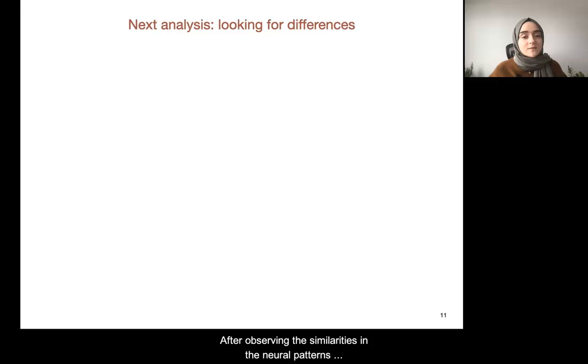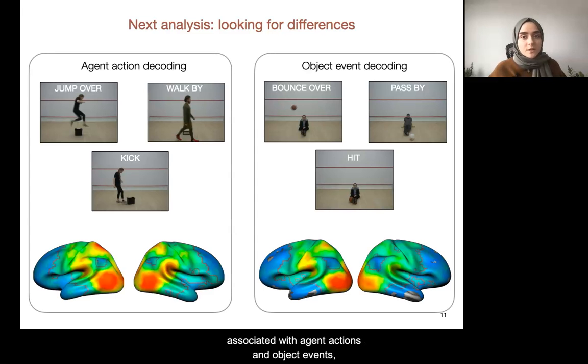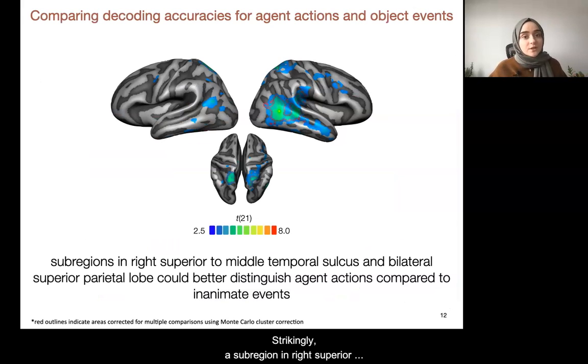After observing the similarities in the neural patterns associated with agent actions and object events, in our final analysis, we investigated the differences between the two. And to this end, we investigated which parts of the brain are most successful in distinguishing the three agent actions compared to distinguishing the three object events. And strikingly, a subregion in right superior temporal sulcus distinguished agent actions better than object events, and we think that this region might be encoding some action representations that are specific to agent actions, such as biological or human agent motion. We also observed two small clusters in bilateral superior parietal lobe, and this area is known to be implicated in visual motor coordination.